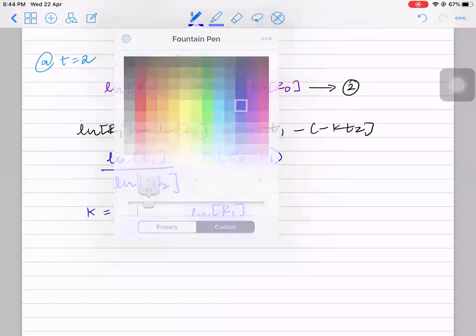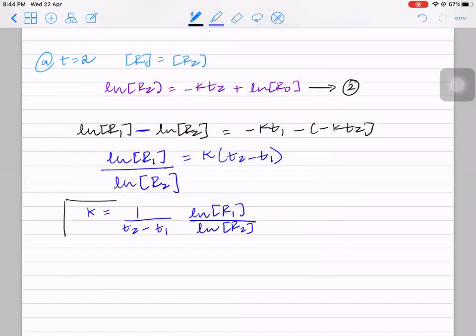So this is when you have to find out the rate between two given points, like between two different times. So you can use this equation, the integrated rate equation, to figure out the rate or the value of k, right?